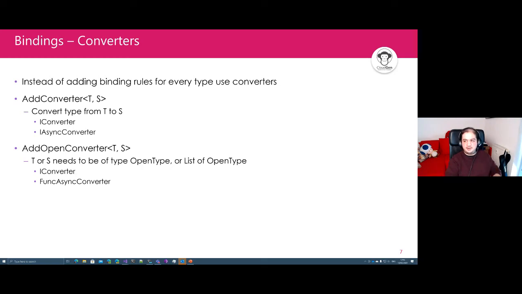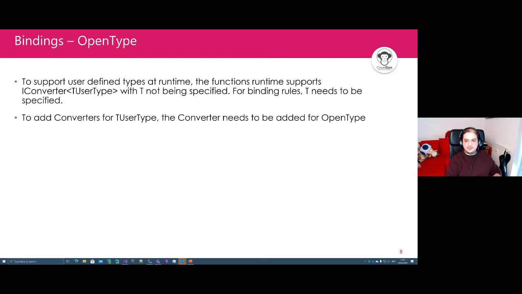There are a few things that you can do. So to support user-defined types at runtime, as I said, you need to add a converter where you don't specify the T, because this is coming at runtime. And when you create a binding rule, you need that type T.